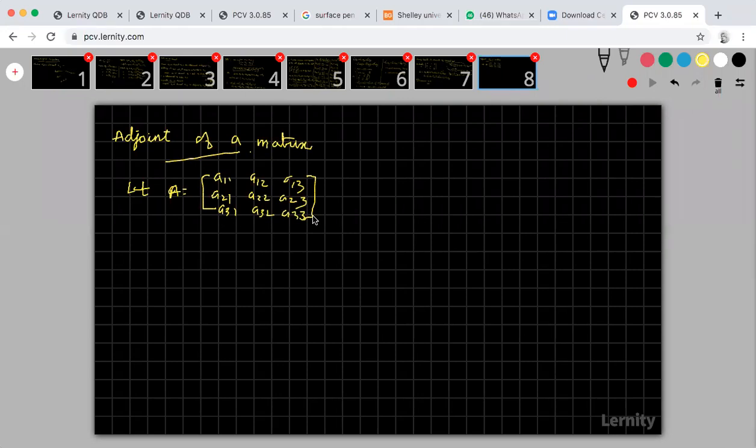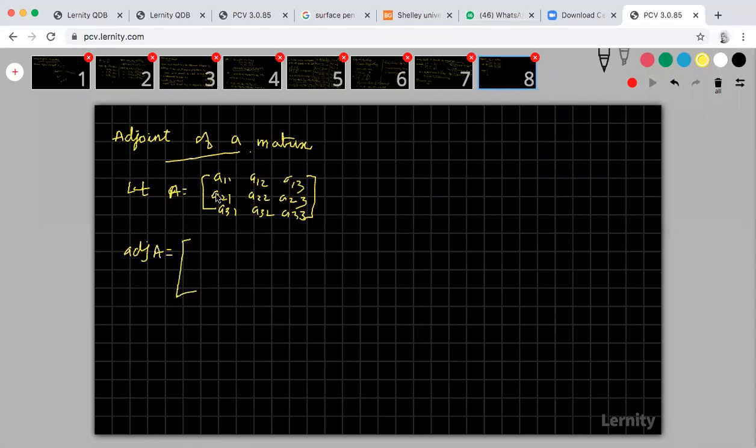Not only 3 cross 3, for example, I am taking 3 cross 3. For 2 cross 2 also we can find the adjoint of a matrix. What is the adjoint of a matrix? It is again a matrix. The adjoint of a matrix is denoted as adj A. Shortly we are writing adj, but you have to read it as adjoint of A. Don't read it as adj A. We write adj A, but read as adjoint of A. Adjoint of A is another matrix.